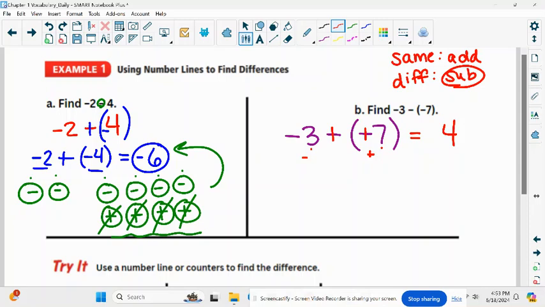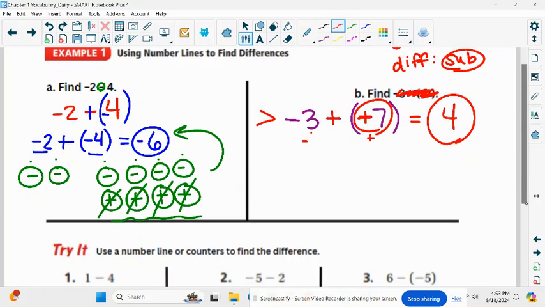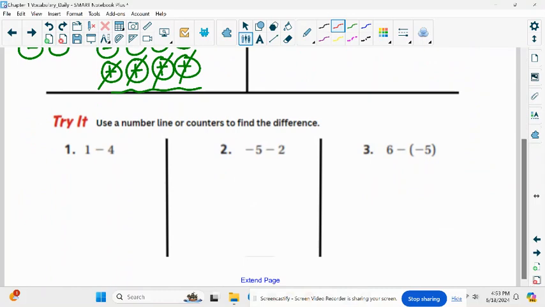To decide what sign it is, let me change this so it doesn't confuse us. Which absolute value is greater, and that's the sign that we keep. Well, 7 is bigger, and it's positive, so we're keeping the answer as 4. When we change subtraction to addition, we forget about that problem, and we only focus on that one right there. Okay? All right, let's keep scrolling and see how we're feeling.